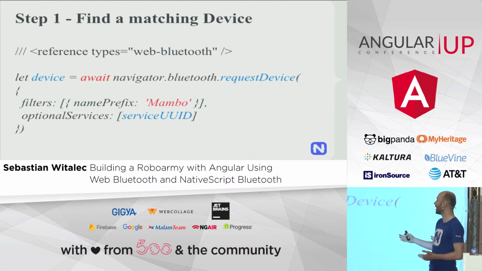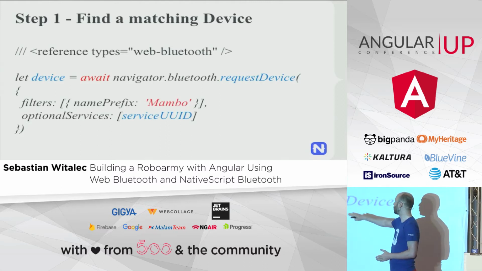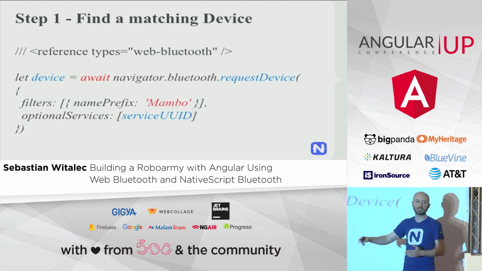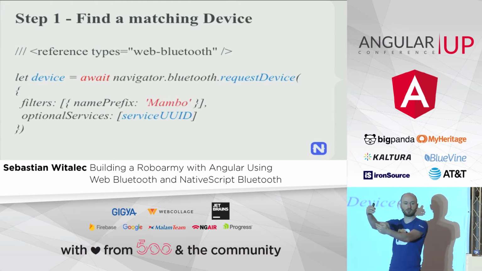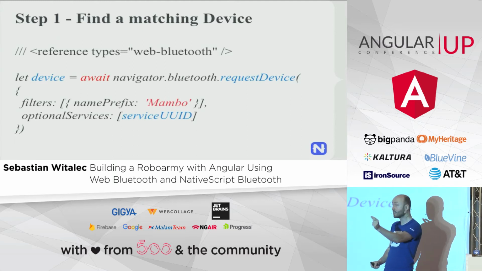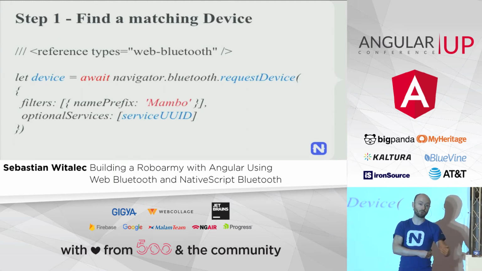The next thing that we have to do is call requestDevice, which basically launches this little pop-up in Chrome, and it gives you a list of available devices in the area, and you can select one, and when you've selected one, you get a callback, okay?